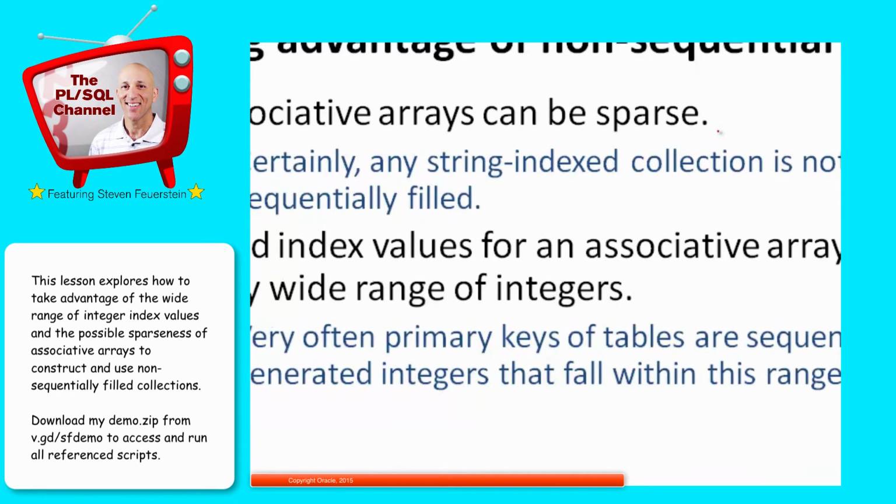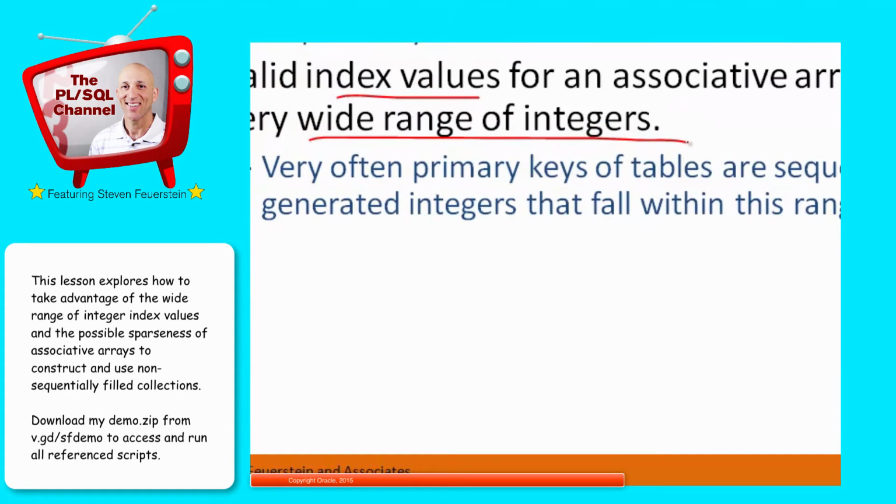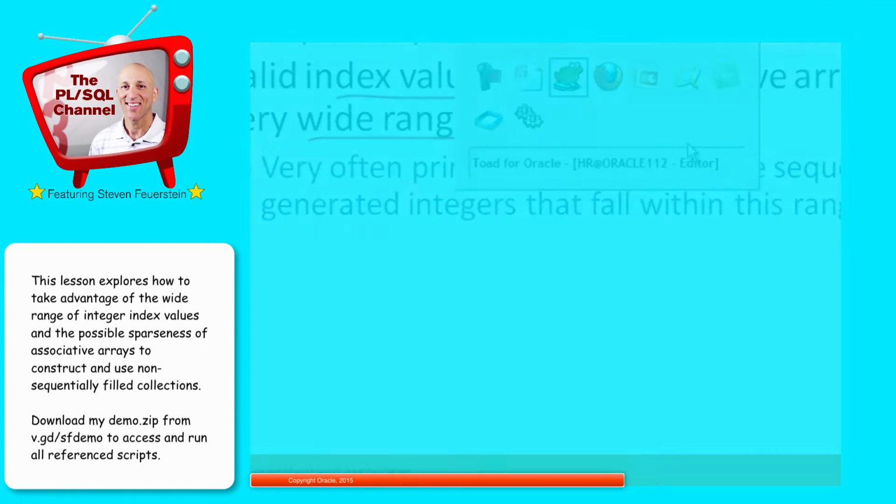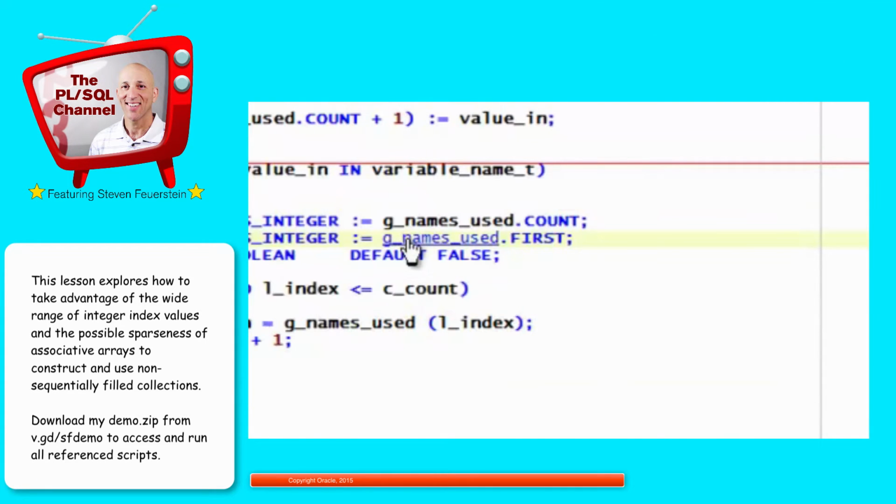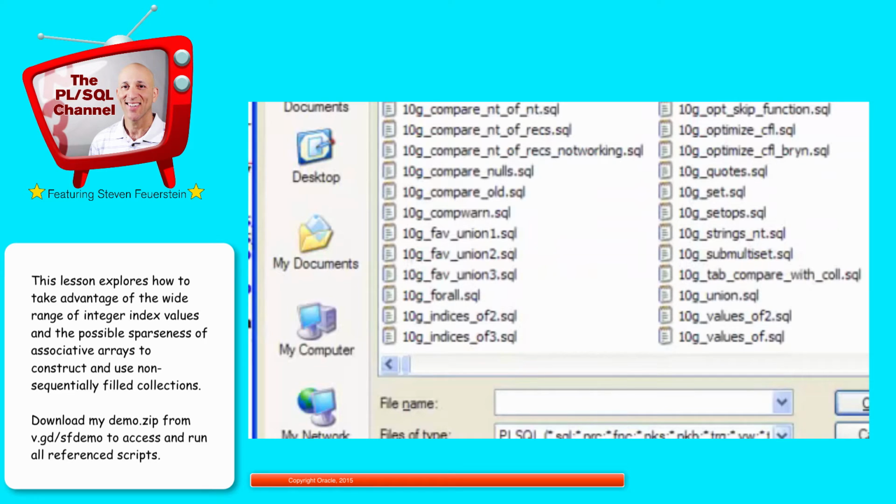And the neat thing about associative arrays is that the valid value for an index value is a very wide range of integers, essentially about 4.3 billion values. Now the reason I know that, and the reason it works that way, is that the associative array index by type is indexed by binary integers.